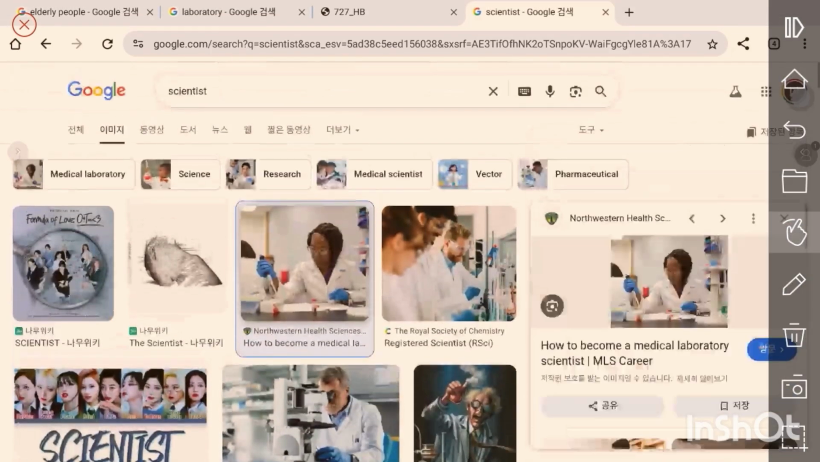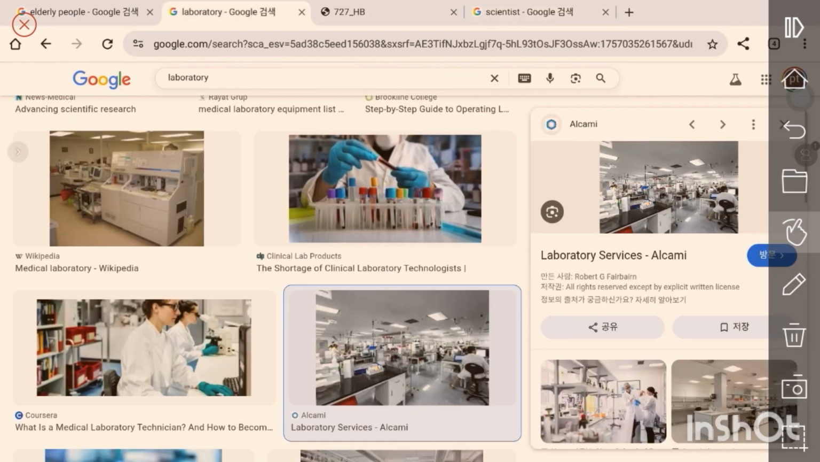And I will click on laboratory. What is this? Laboratory. Good job, everybody. Laboratory. Good job. Okay, Brock. Let's go on to the next one.